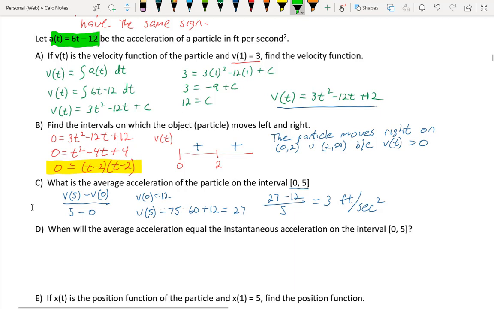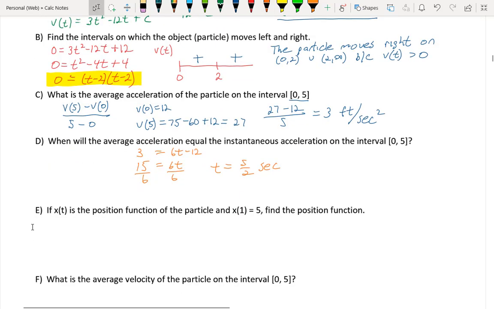There's instantaneous acceleration way up at the top. We just found average acceleration to be 3 feet per second, and it was positive. So when our average, that's 3, equals our instantaneous, that's 6t minus 12. Add 12 to both sides, you get 15. Divide out 6 on both sides, and you get t equals 15 over 6, which we can divide by 3 pretty easily, it's 5/2 seconds. So the average acceleration will equal the instantaneous acceleration at 2.5 seconds.